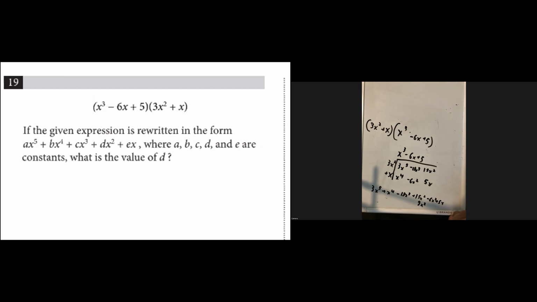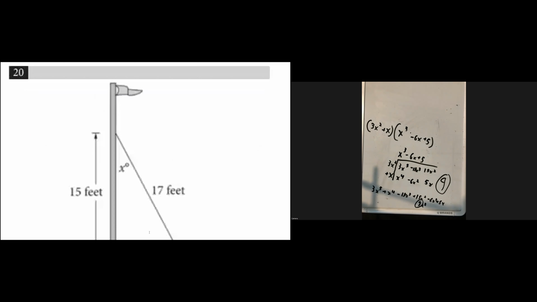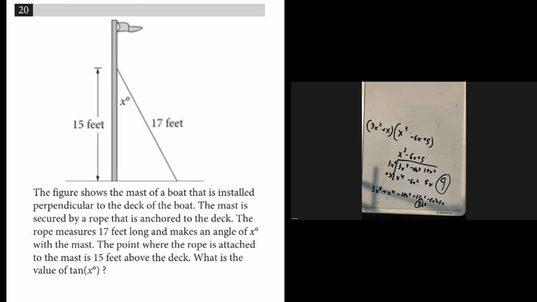And it's asking us for the value of d, which is the x squared term, so it would just be 9. So the answer is 9. Any questions? All right, question 20. I'll give you a minute.